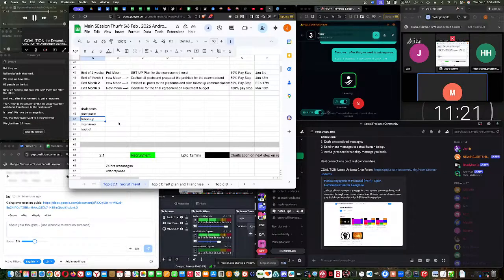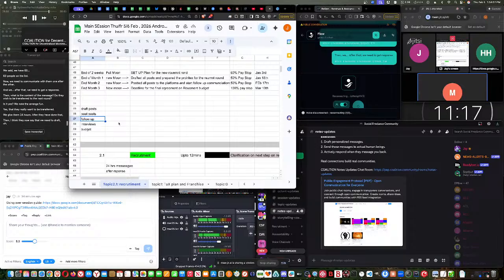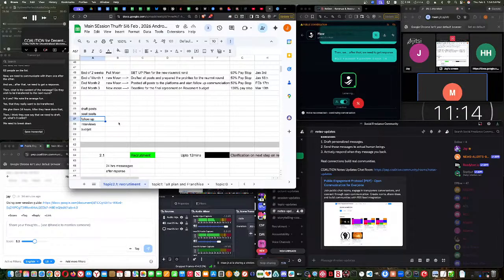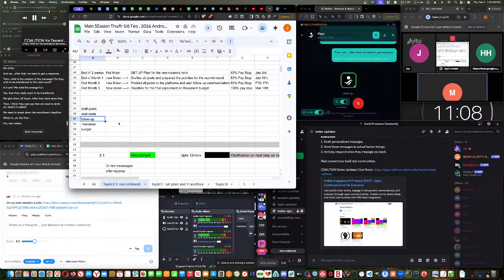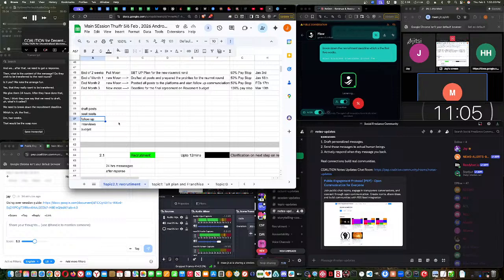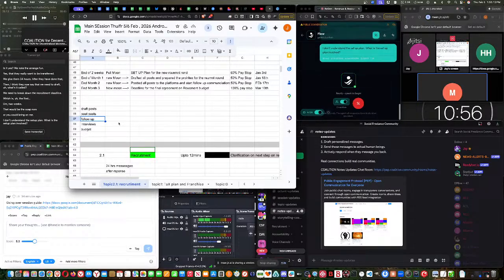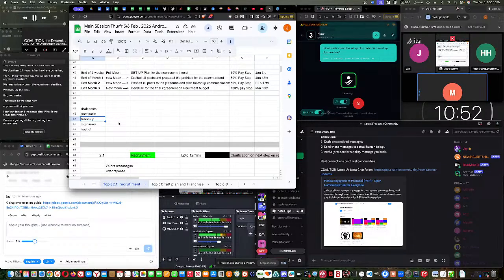After they have done that, then I think they now said that we need to draft, what's it called? We need to break down the recruitment deadline, which is the first 2 weeks. That has to be the setup plan for recruitment renewal. So I don't understand the setup plan. What is the setup plan involved? Is it just getting all the lists, putting them somewhere, and organizing them, or what?